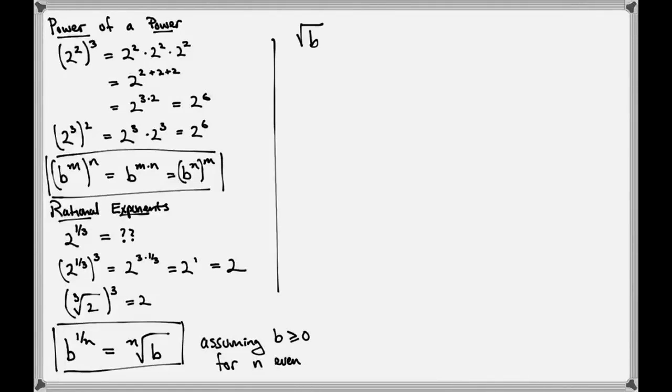As a special case, if I take the square root of b, that's with n equal to 2. We just don't write the 2 in the radical notation because it's such a common one. And that's b to the 1/2 power. And here I'm definitely assuming that b is non-negative.